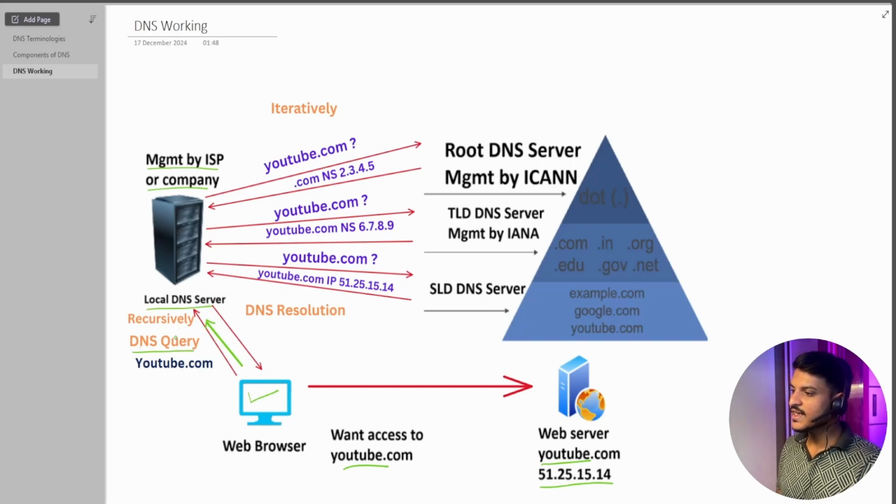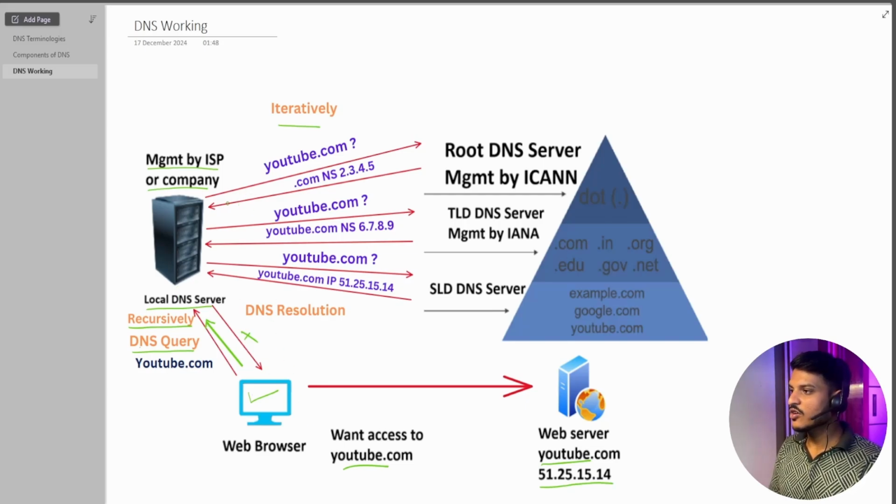Now this DNS query can be of two types: recursive as well as iterative. In the recursive type, the web browser requests its local DNS server, saying I want to access youtube.com. If it doesn't have any data or IP for youtube.com, it will only say I don't have this, and it will not take the load to search further for youtube.com. That happens in a recursive DNS query. Whereas in an iterative query, if the local DNS server doesn't find any IP address for youtube.com, it will still take the load for you and try to search for the IP of youtube.com.